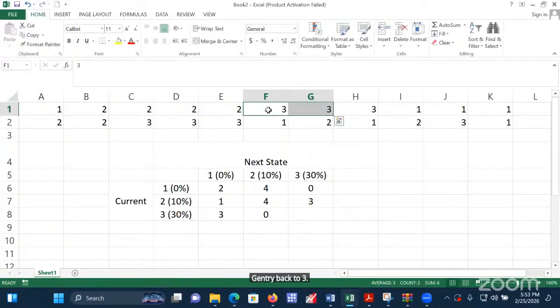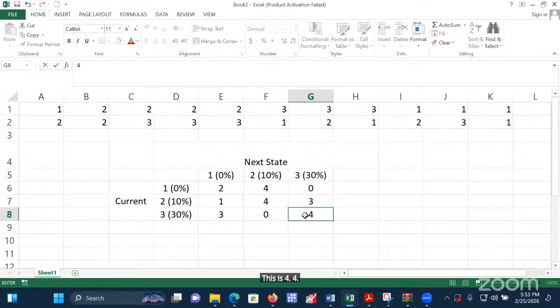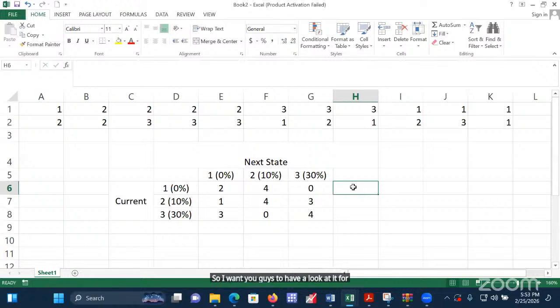This is 1. This is 2. This is 3. This is 4. So I want you guys to have a look at it for the next 30 seconds, and then we'll take it up from there.